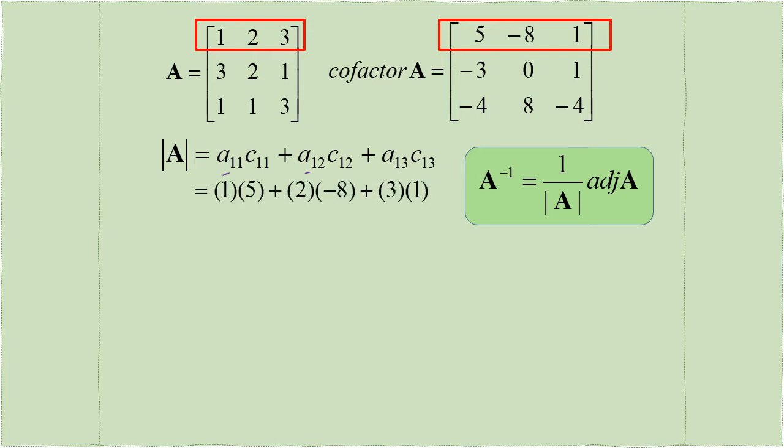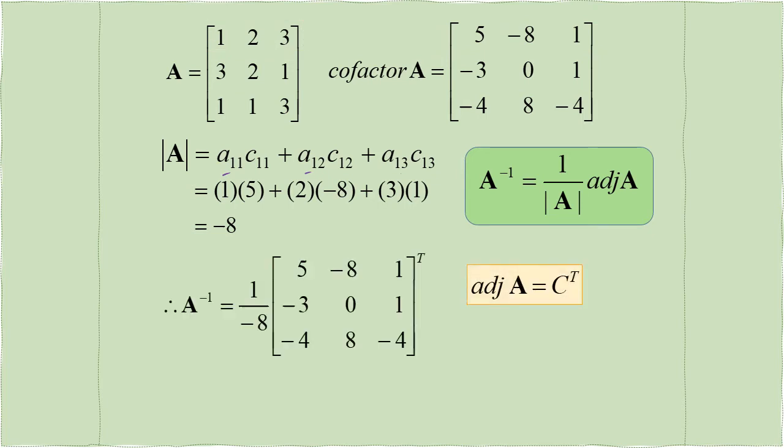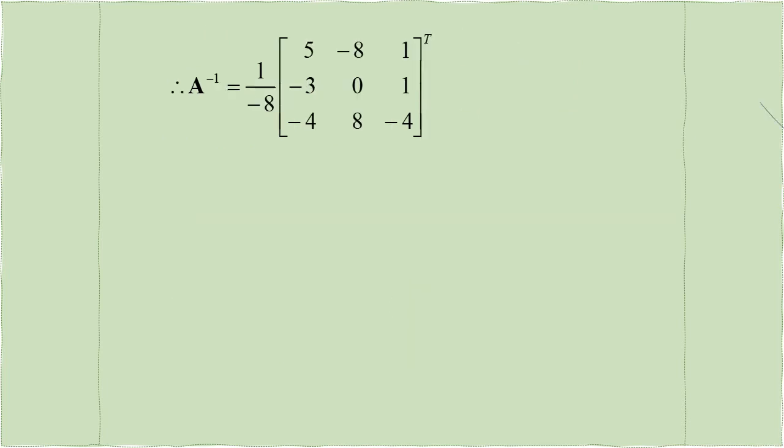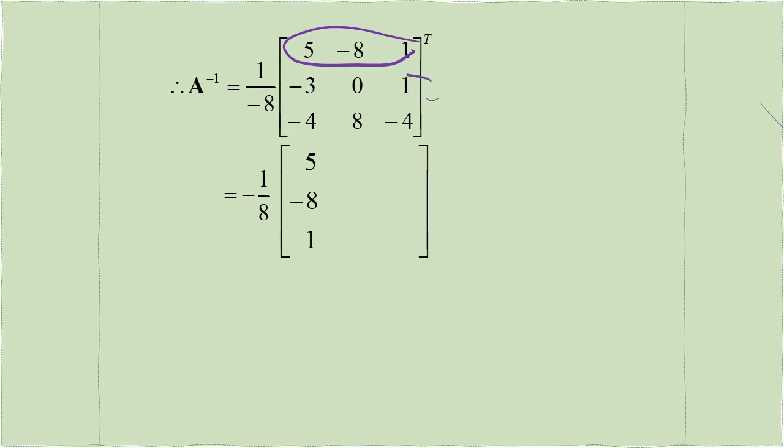So, directly 1 multiplied by 5, 2 multiplied by negative 8, 3 multiplied by 1, add up everything. So, we get negative 8 as the determinant. So, now the A inverse is equal to 1 over negative 8, which is the determinant, and multiply with the cofactor transpose, which is the adjoint. So we transpose the adjoint. What do we get? The first row will be the first column, the second row will be the second column, and the third row will be the third column.